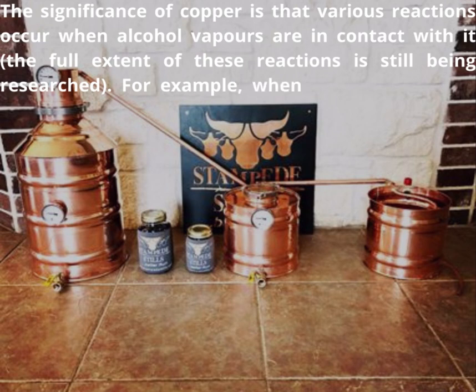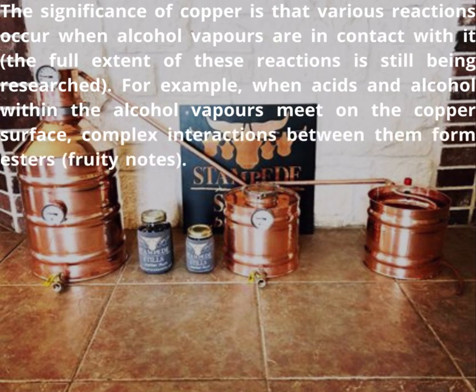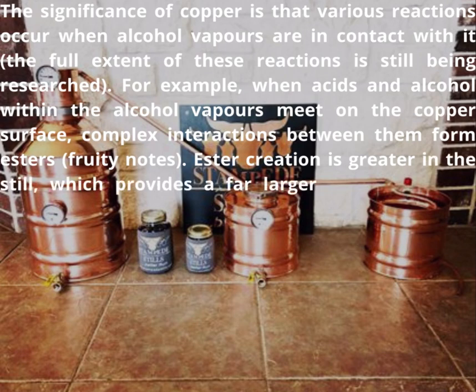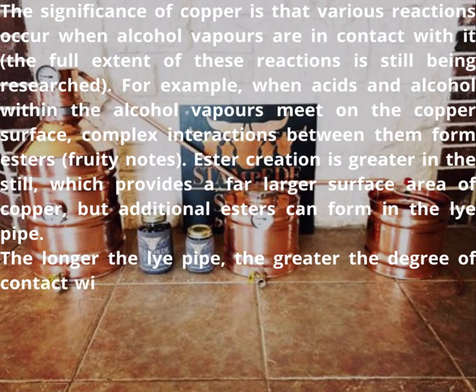For example, when acids and alcohol within the alcohol vapors meet on the copper surface, complex interactions between them form esters, fruity notes. Ester creation is greater in the still, which provides a far larger surface area of copper, but additional esters can form in the Lye Pipe. The longer the Lye Pipe, the greater the degree of contact with copper.